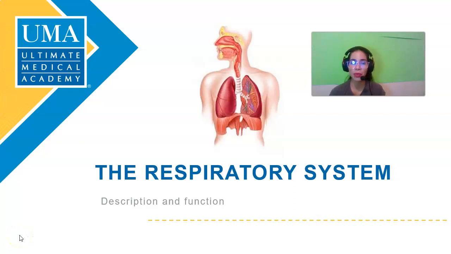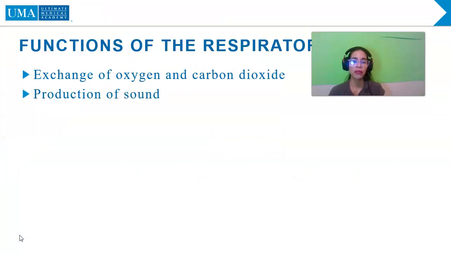All right, so let's begin with the respiratory system. In this lesson, we're going to be describing and going over some of the functions of the respiratory system. Two main functions: one of them is the exchange of oxygen and carbon dioxide between the outside air and the internal bloodstream that is passing through the lungs. And we also have the production of sound. This comes from the air being exhaled from the lungs, passing through the larynx, making the production of sound.